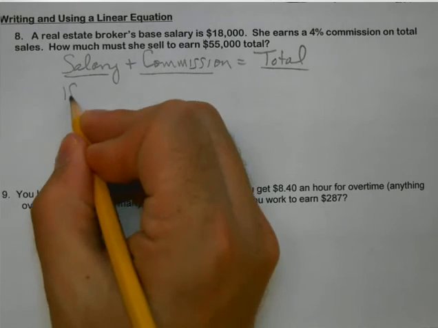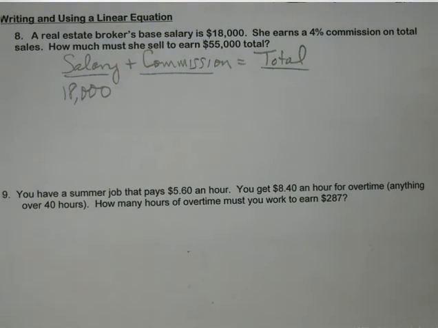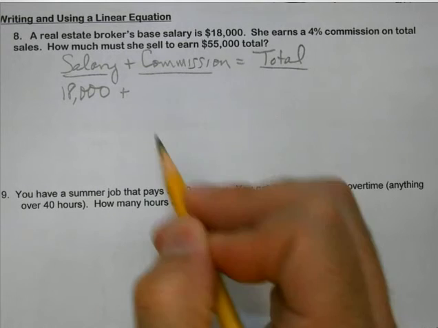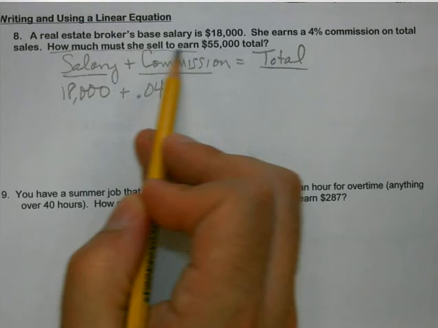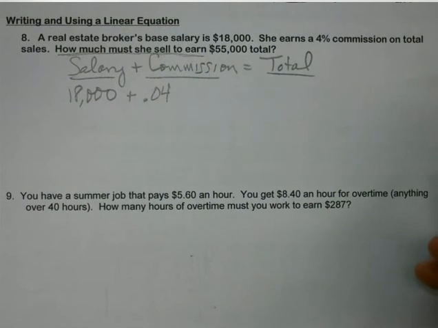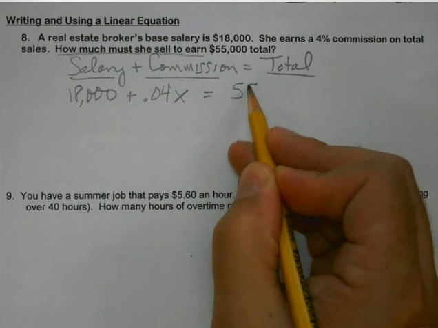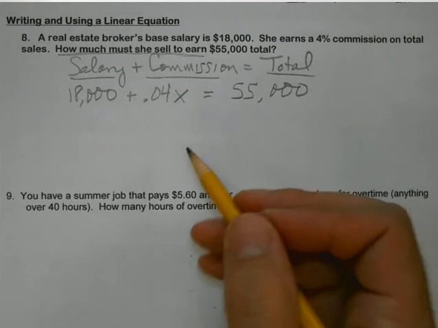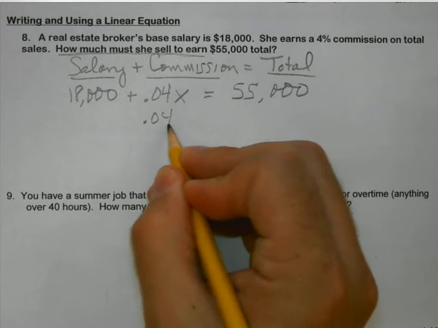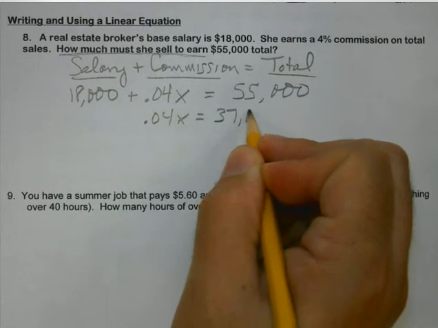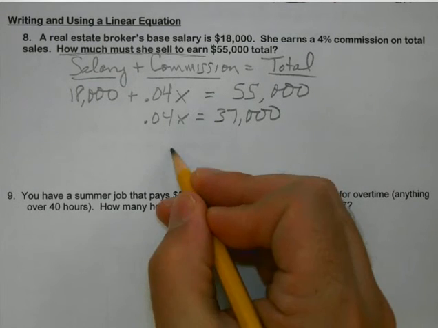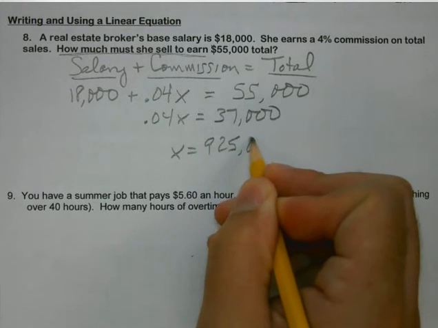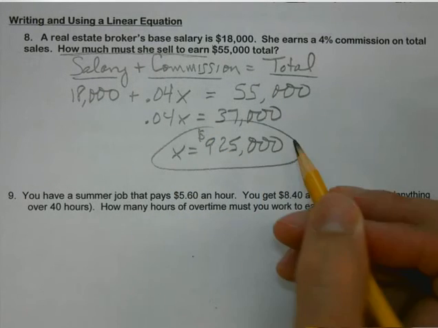Well, what's my salary? $18,000. Okay. My commission, I don't know exactly what it is. I know I earn 4% of something. Well, how much must she sell is what I'm trying to find. So 4% of what she sells would be my X. And I want to earn $55,000 total. Now that I've got it set up, I can subtract the $18,000 from both sides. And we find out she's got to sell $925,000 in real estate to make her $55,000.